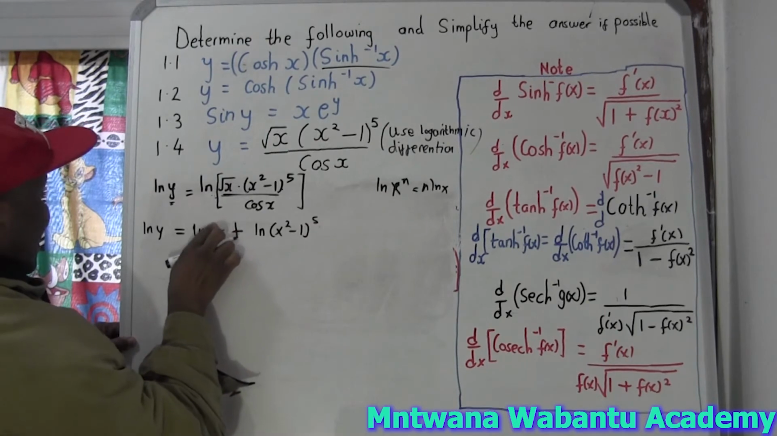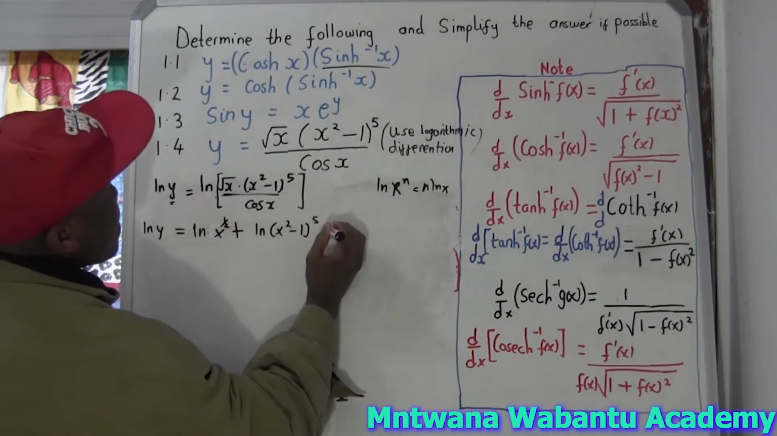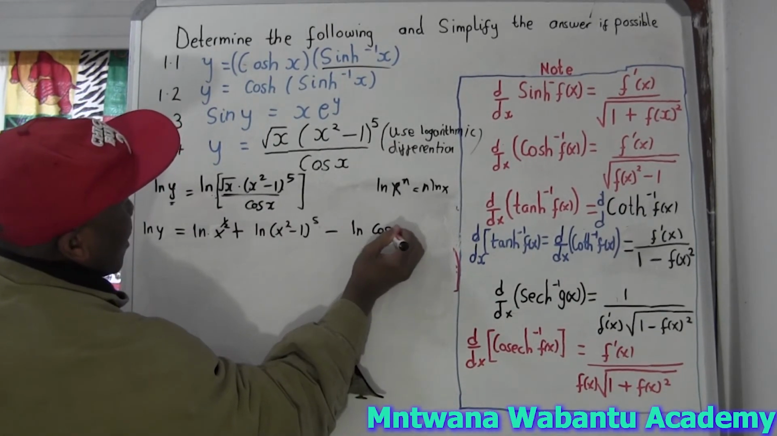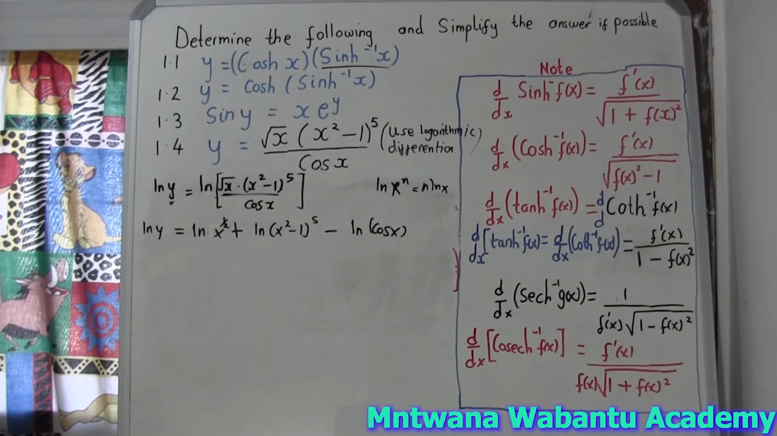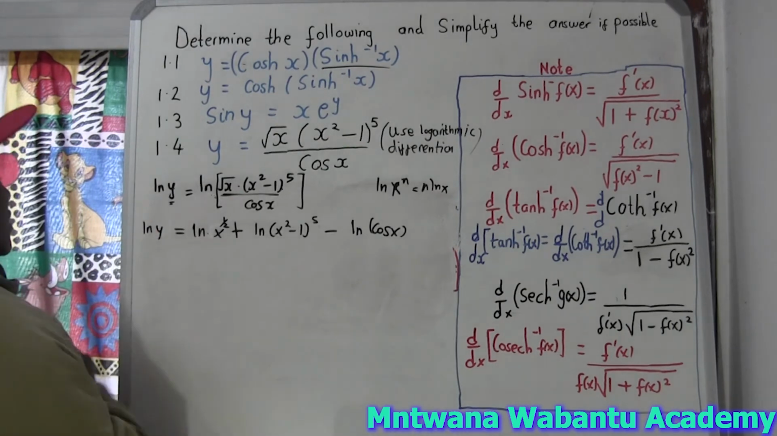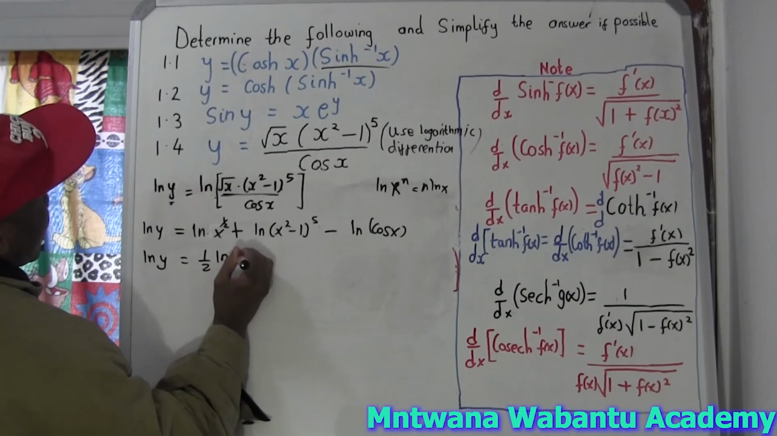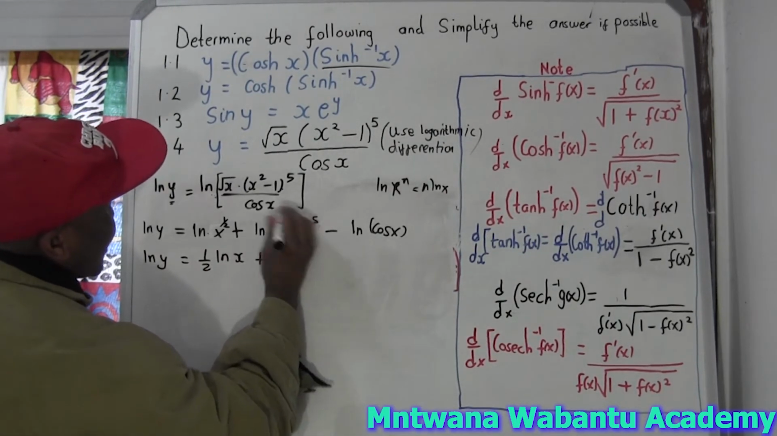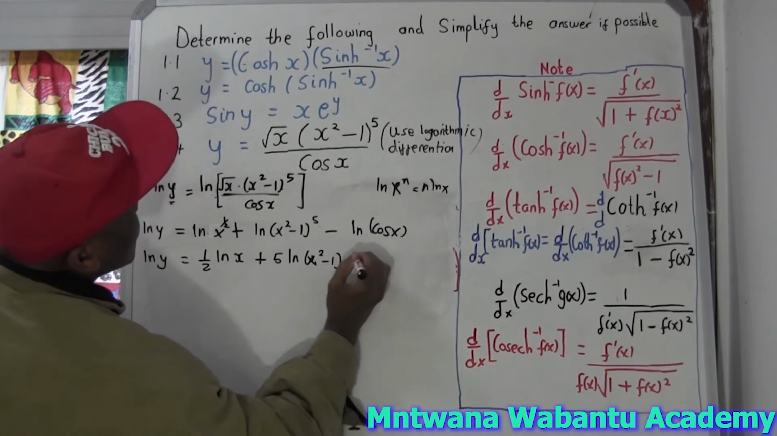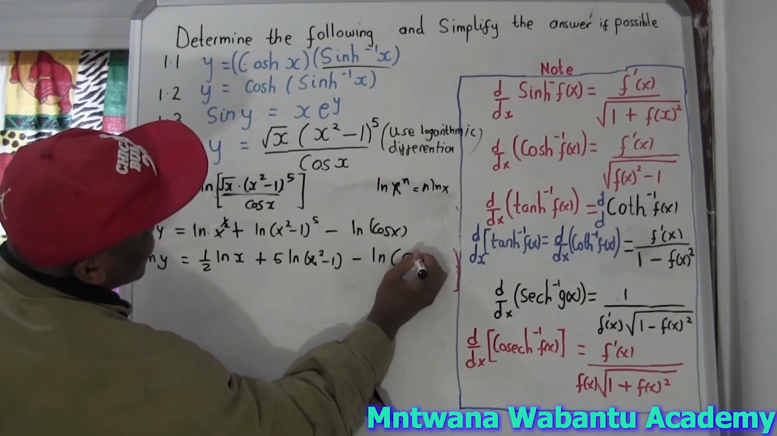Since this is a square root, I can say this is a half, because I know I'm going to do something to the back. Minus, why do we minus? Because there's a division here, so it's going to be ln of cos of x. After that, I can take the half back before I start to differentiate. So ln of y equal to a half ln of x plus 5, bring this to the front, ln of x squared minus 1, minus ln of cos x, nothing we can take to the front.